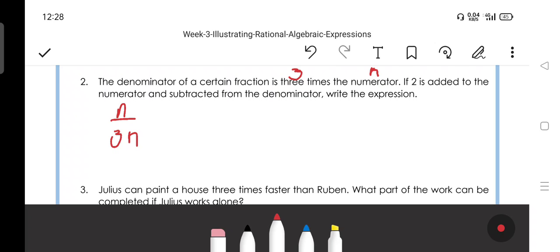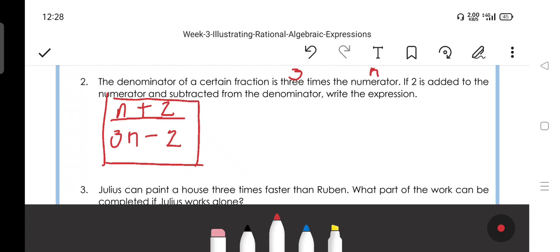And then the next part, if 2 is added to the numerator, so that means we're going to add 2, so plus 2, and subtracted from the denominator, so minus 2. Write the expression. So presto, we have this one. So n plus 2 all over 3n minus 2. So that's for number 2.